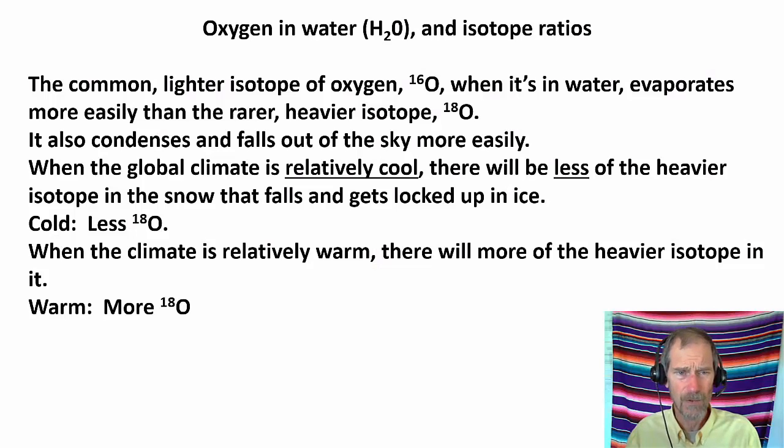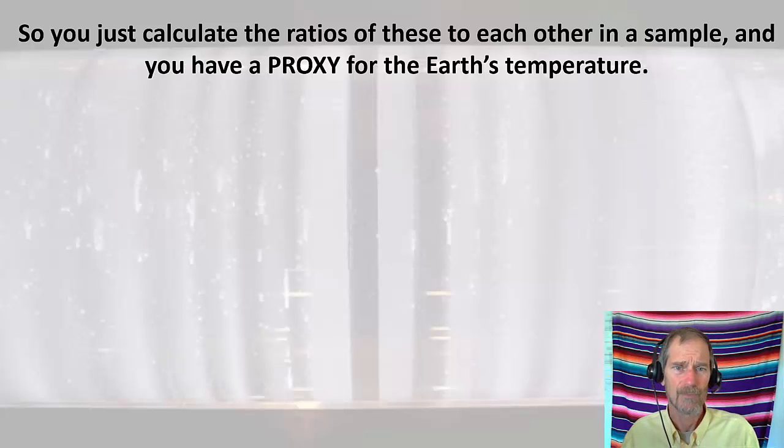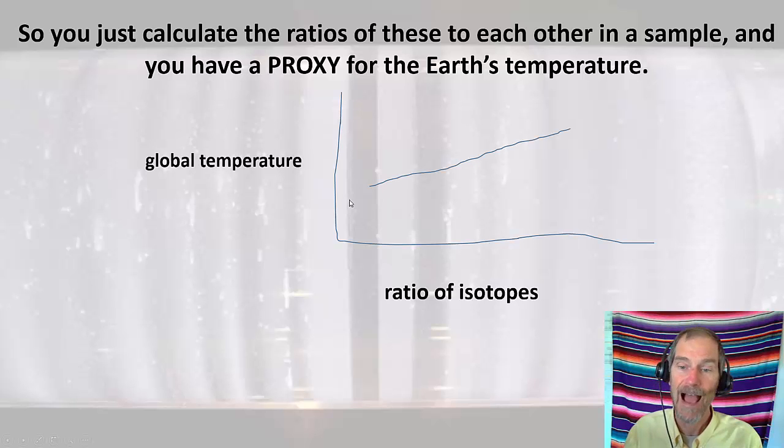Okay? So what are we going to do about that? So what you can do is you just calculate the ratio of these isotopes to each other in a sample, and you have what's called a proxy of the Earth's temperature. And so I made one. Here's my graph. Here's your ratio of isotopes from small to large, a ratio being one number divided by the other. And so if your ratio is bigger, then the global temperature was warmer. If the ratio is smaller, then the global temperature was colder. That's what they do.